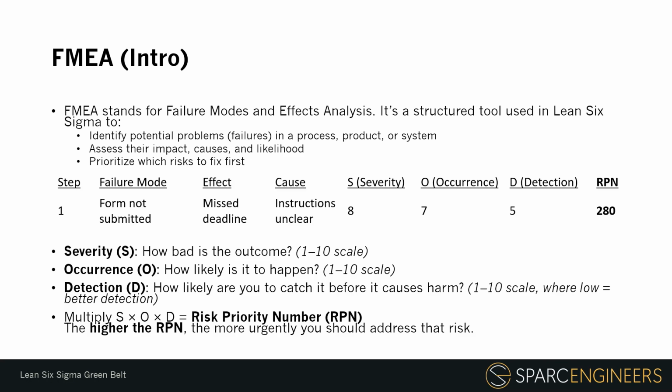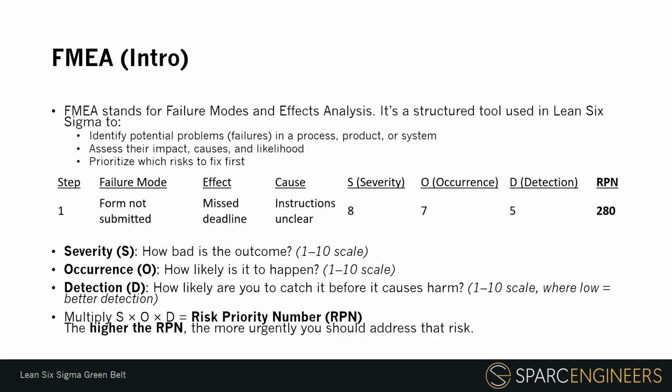Detection, or D, asks, how likely are we to catch the failure before it reaches the customer or causes harm? This one can feel a little backwards. A low detection score is better because it means we are likely to detect the issue. A high detection score means the failure may escape. These three numbers are multiplied together. Severity times occurrence times detection equals the risk priority number, or RPN. The higher the RPN, the more urgently the team should consider addressing that risk.